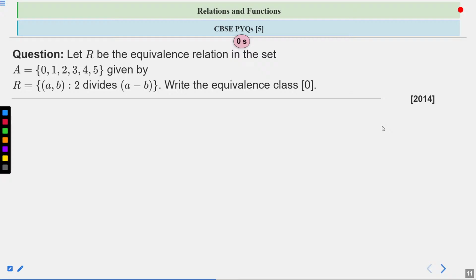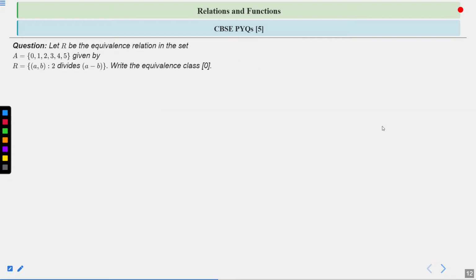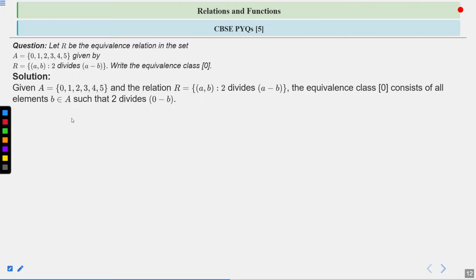Okay, let us move to the solution part. The question was, the set A was given as {0, 1, 2, 3, 4, 5}, and the relation R is defined as (a, b) such that 2 divides a - b. We basically have to write the equivalence class of 0. So let us move to the solution part.